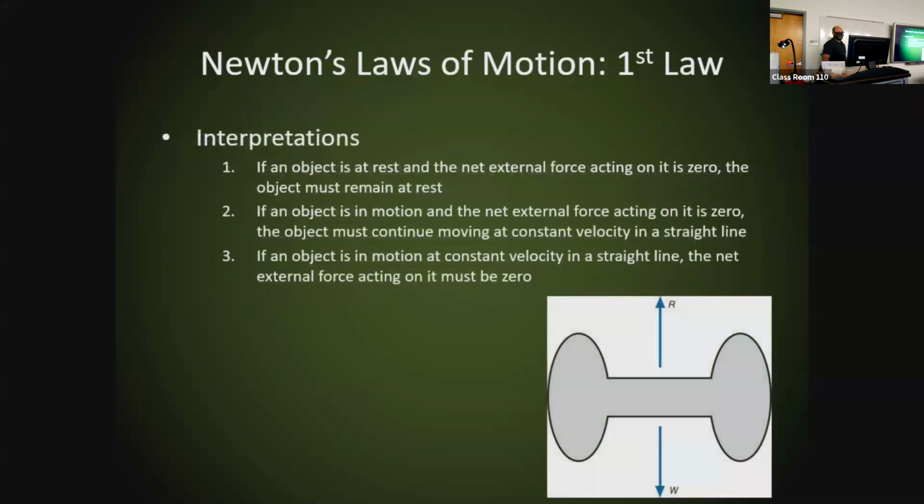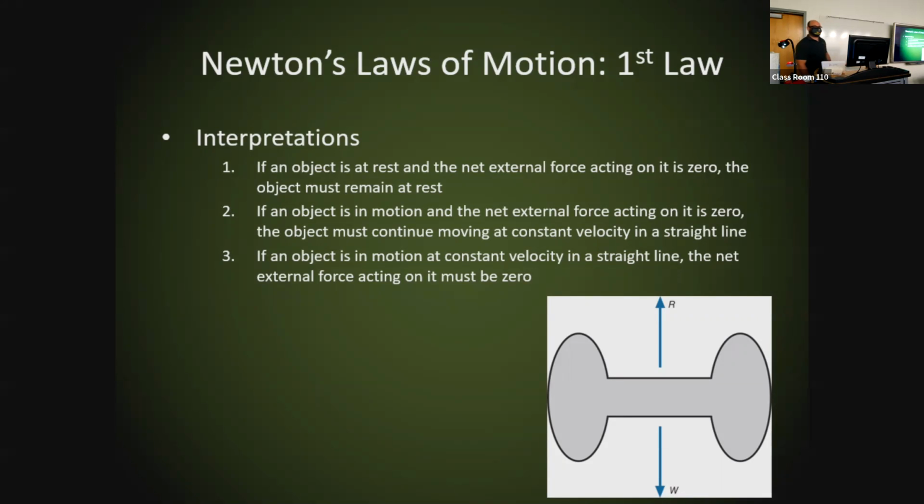Number one, if an object is at rest and the net external force acting on it is 0, the object is going to remain at rest. If an object is in motion and the net external force acting on it is 0, the object must continue moving at a constant velocity in a straight line. If an object is in motion at constant velocity in a straight line, the net external force acting on it is 0. So there you go.